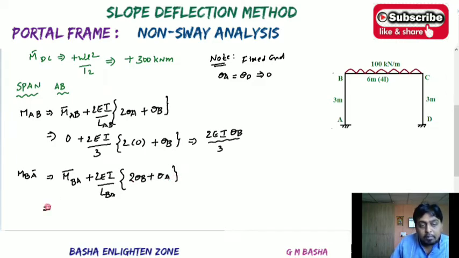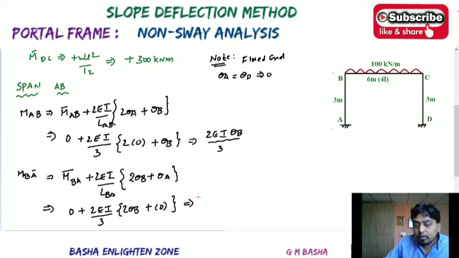See here, M bar BA is also equal to 0 plus 2EI by length, here I equals I and the length of that particular column will be 3 meters, into 2 theta B plus 0, because the slope remains 0 at the fixed end. If you simplify you will get 4EI theta B by 3. So after solving, MAB will be equal to 2EI theta B by 3 and MBA will be equal to 4EI theta B by 3.